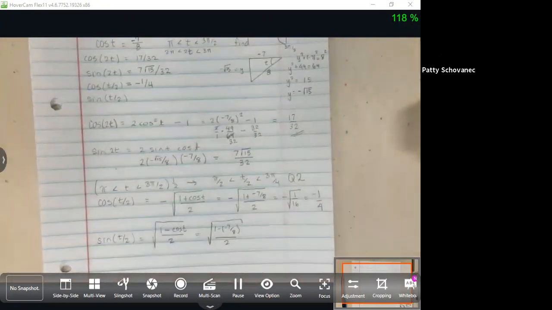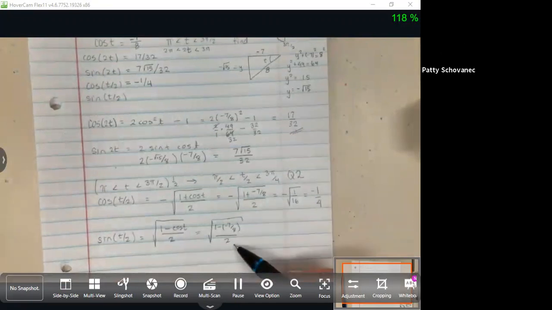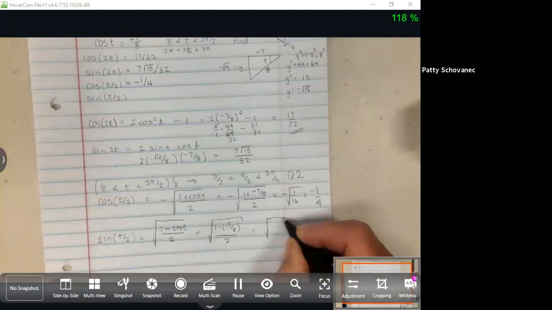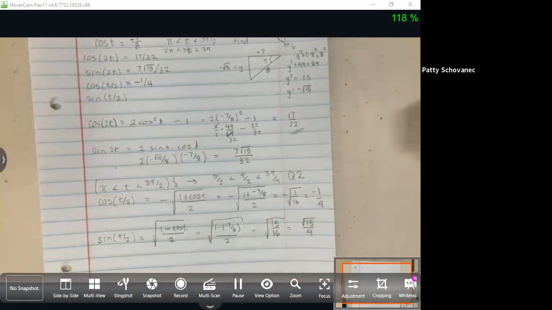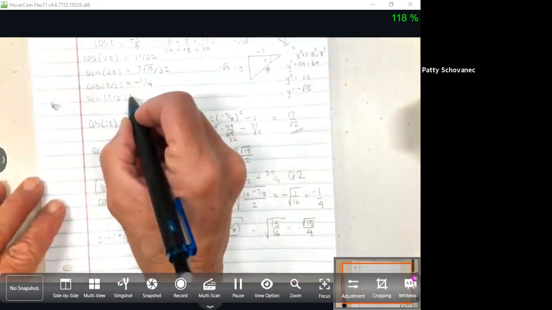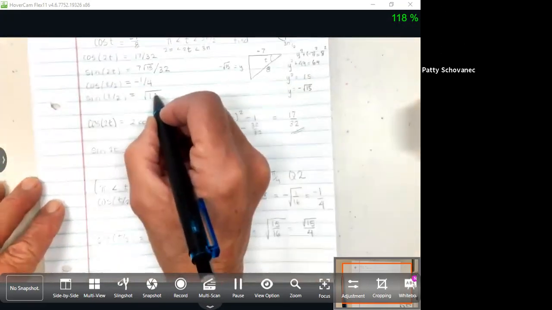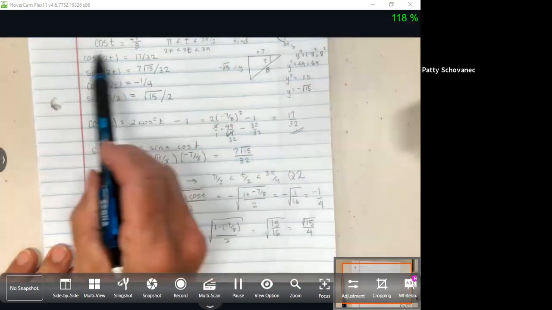So let's think of the numerator as being 8/8 plus 7/8. That gives us 15/8. Divide 15/8 by 2 and we get 15/16. The 16 is a perfect square, so I can take it out and write that as 4. But keep the numerator as the square root of 15. Again, it's positive because we are in quadrant 2. So there are 4 values.